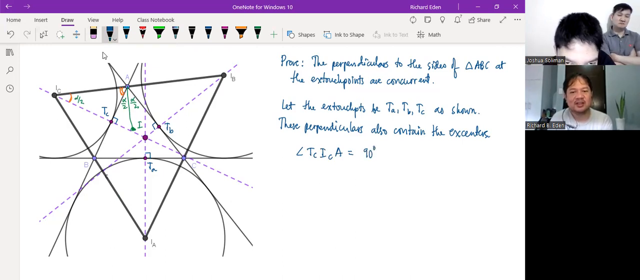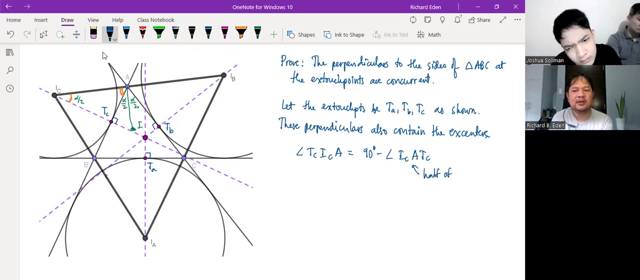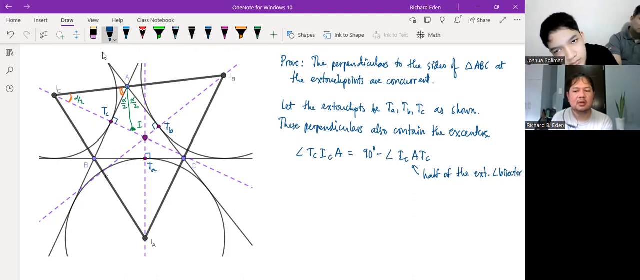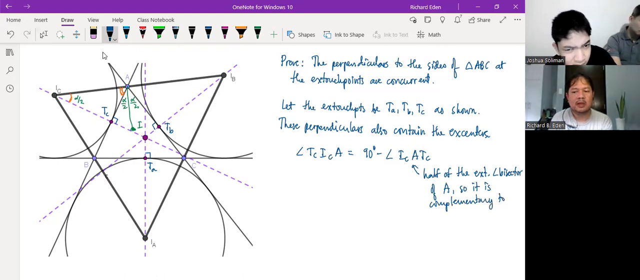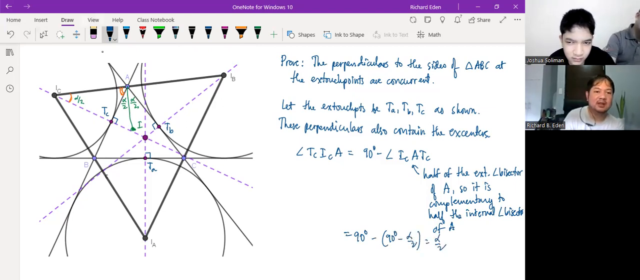Angle TC I C A is 90 degrees minus angle I C A T C. But this is half of the external angle bisector of A, so it is complementary to half the internal angle bisector of A. So you get 90 degrees minus (90 degrees minus alpha over 2), and that's why this is alpha over 2. And so similarly, we get the following.